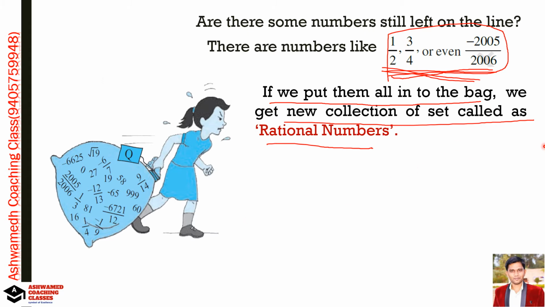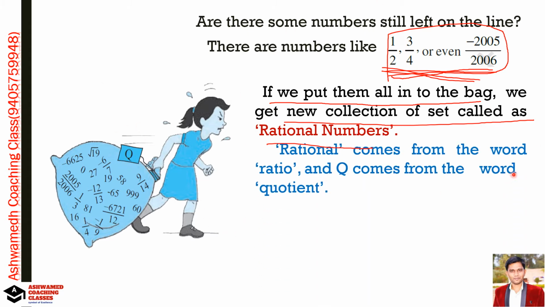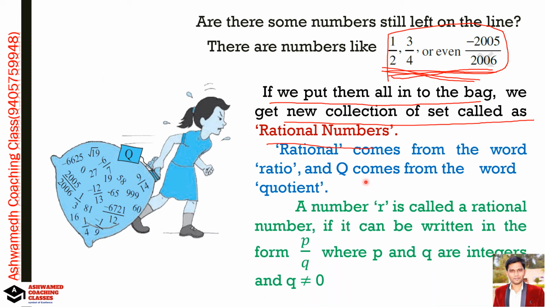Rational number. Okay, now that is denoted by what? Q. Okay, so rational comes from the word ratio and Q comes from the word quotient, and therefore these are called rational numbers. And it is denoted by Q. What type of number is it?